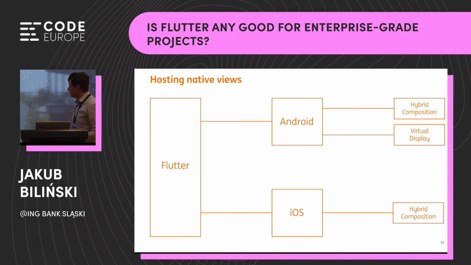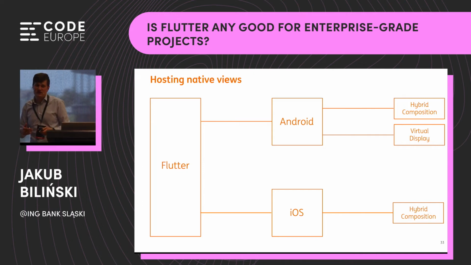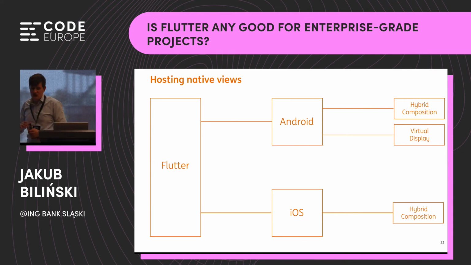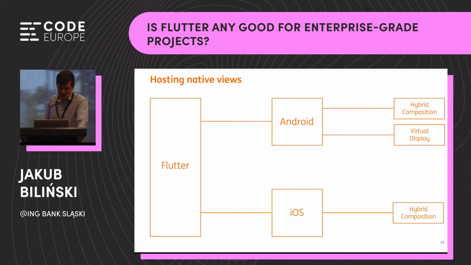Okay, but let's say we've got a little bit harder case. We don't want to add something that calculates something. We want to display some native views. Also, Flutter can do that. We can display any native element that we want, that we have, for example, from some library. We can do that. There are two ways on Android, hybrid composition and virtual display, and hybrid composition on iOS. It works quite good, I would say. There are some performance issues. That's why on Android we have got two approaches, but it works.